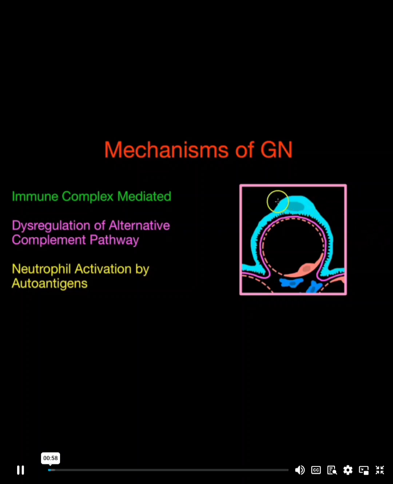So just to orient you, we're looking at a cross-section of a capillary loop of a glomerulus. And so this is the capillary. Here is the endothelial cell lining the capillary. Here's the glomerular basement membrane in pink right here. And then on top is the podocyte.